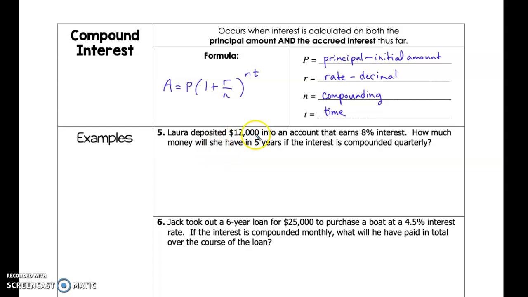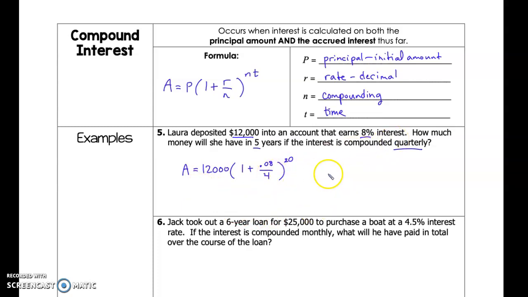Laura deposited $12,000 into an account that earns 8% interest. How much will she have in 5 years if it's compounded quarterly? All right, so she will have 12,000 times (1 plus my rate, 0.08, over N, which is 4 because it's quarterly), raised to the 4 times 5. 4 times 5 is 20. I'm just going to write it this way so it's a little easier to type in my calculator. This entire thing goes in your calculator.